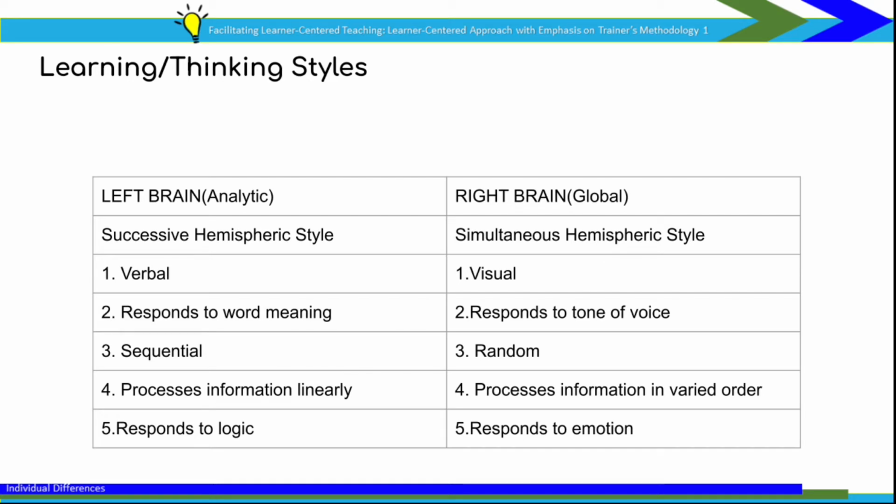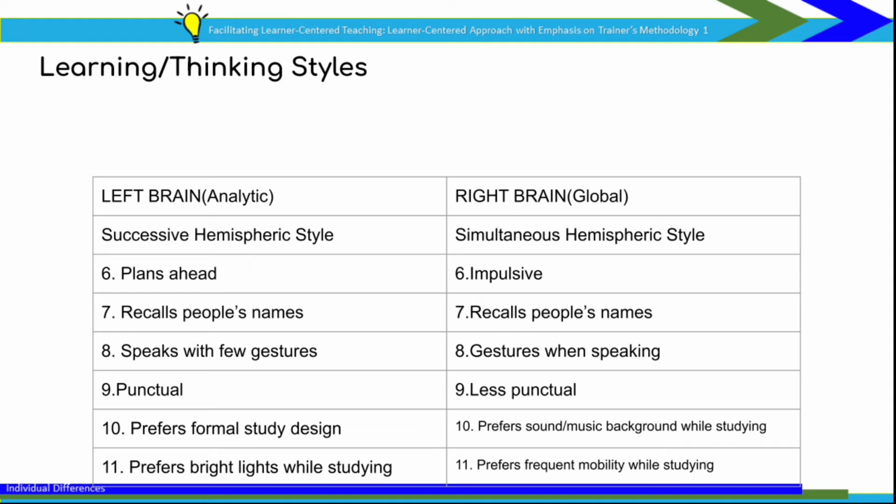For the right brain, they are visual, respond to the tone of voice, they are random, they process information in varied order, they respond to emotion, they are impulsive, they recall people's faces, use gestures when speaking, are less punctual, and prefer sound, music background while studying, and lastly, prefer frequent mobility while studying.